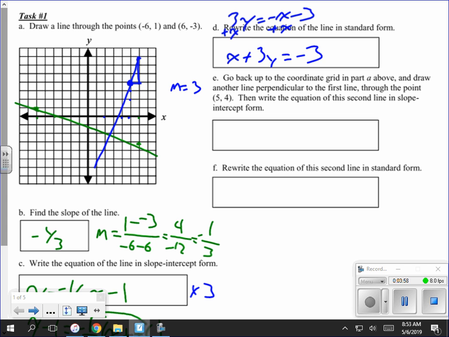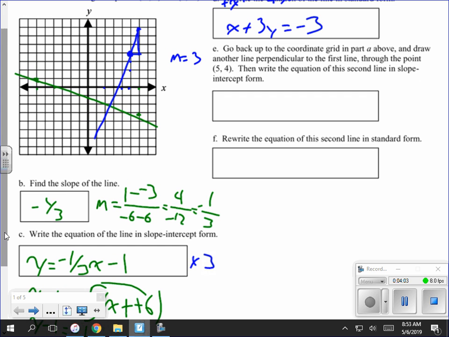And then write the equation of the second line, slope-intercept form. So basically, I have to use the point 5,4 and the slope 3. Y minus 4 is equal to 3 times x minus 5. And then I have to rearrange that to put it in y equals mx plus b form. Distribute the 3. And then add 4 to both sides. Y equals 3x. -15 plus 4 is -11.